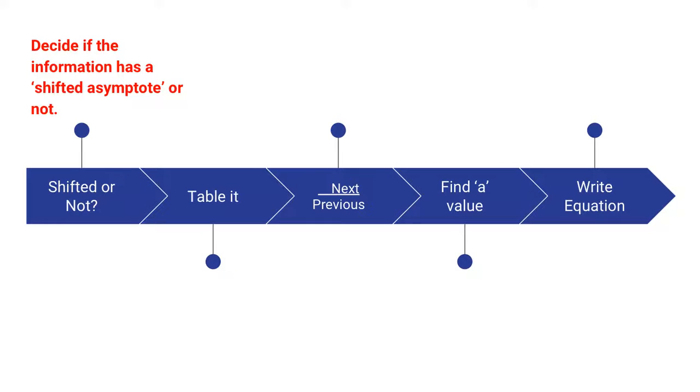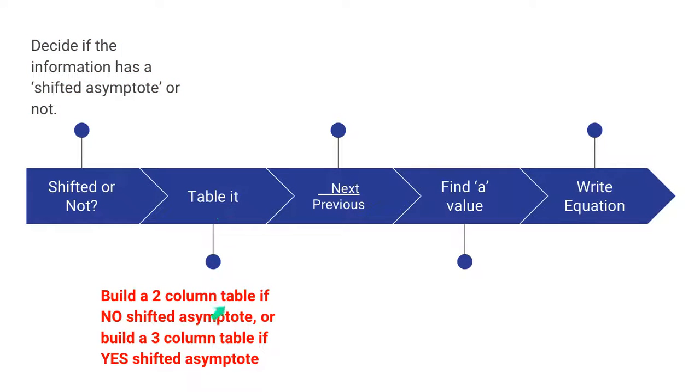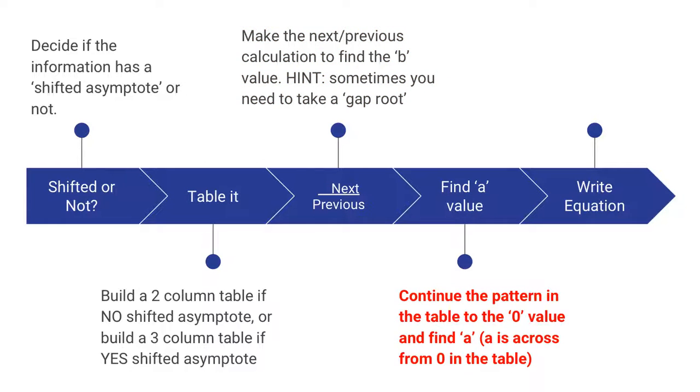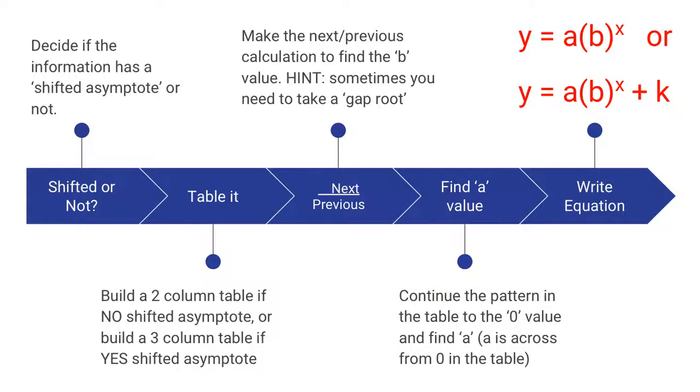Then you're going to make a table is coming next. You either build a 2-column table if there's no shifted asymptote or a 3-column table if there is. Then you make your calculation of next divided by previous. Sometimes you need the hint where you have to take the gap root if it's a skip in values. Then you continue the pattern in the table to get what's across from 0, because the 0 value is the a, and the a is across from 0. That's your initial value of what it starts at. And then your equation is either going to look like y equals a times b to the x if it has no shifted asymptote, or it's going to be a times b to the x plus k if it is shifted up the graph.